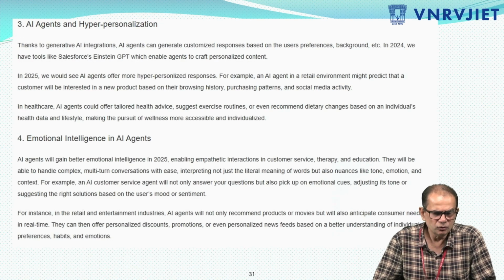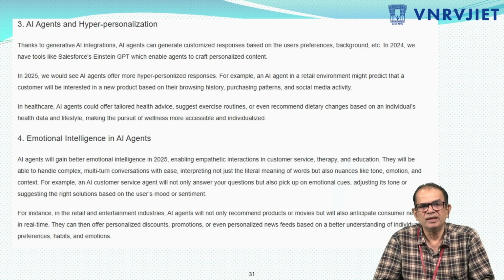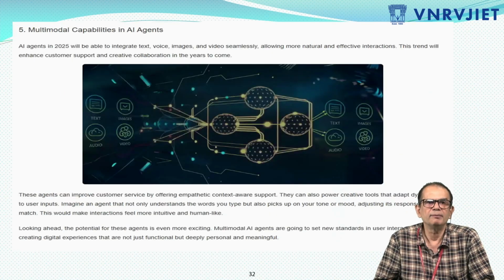Also, we are seeing AI agents and hyper personalization a lot in the industry, which is basically coming up. We are also going to see in the future emotional intelligence in AI agents, and it will progress. Already a lot of this work has been done in the industry, and the work is still proceeding at a fast pace, and we are going to find a lot of it come along.